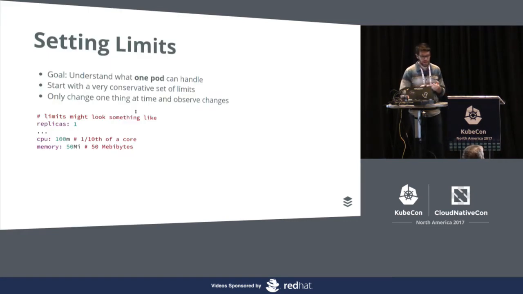So when you're setting limits, and this is Buffer's approach, we're trying to understand just what one pod can handle, so one replica. We start with a conservative set of limits. Then we'll run some tests, and I'll talk about what type of tests those are. And we'll adjust those limits until we find the limits that work for us. We're only going to change one thing at a time and observe the changes. That way you don't have too many variables.